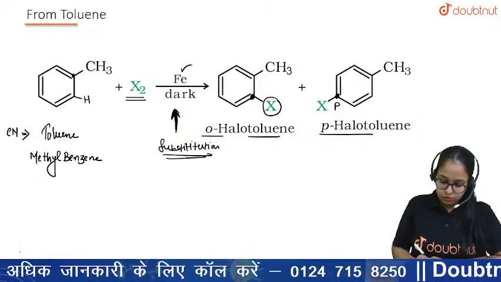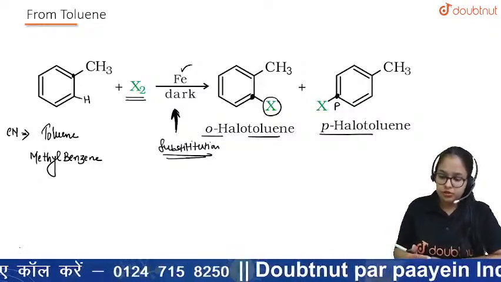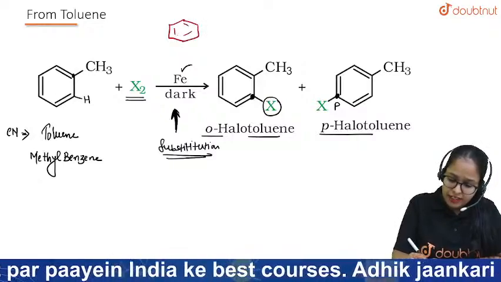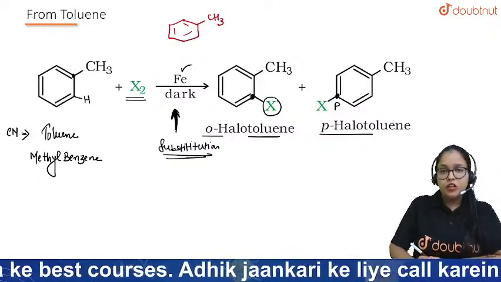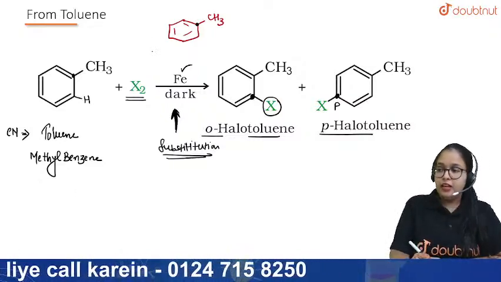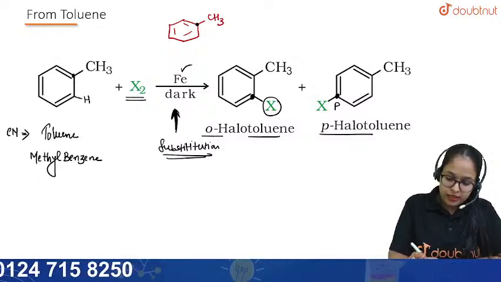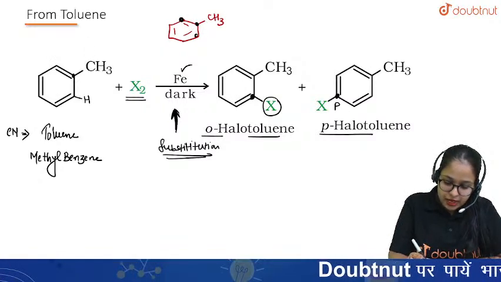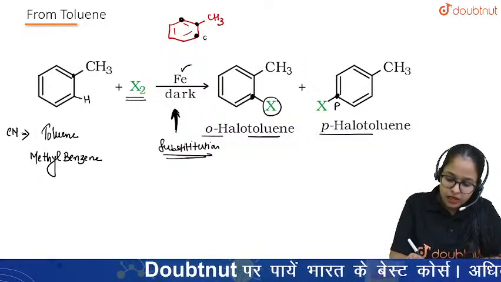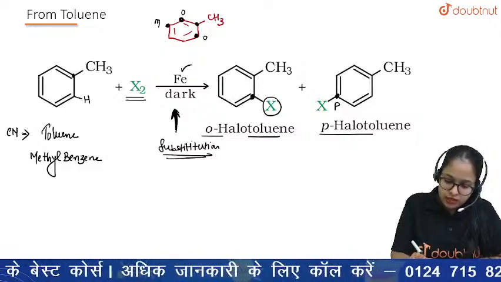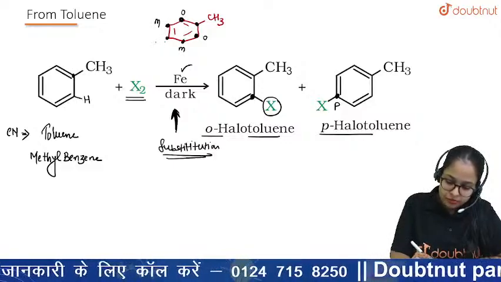I hope you know what the ortho and para positions are. If I say this is toluene, what are the ortho positions? This carbon has the methyl group. The carbons adjacent to the carbon directly attached to the methyl group are your ortho positions, then we have your meta position, and then we have your para position.